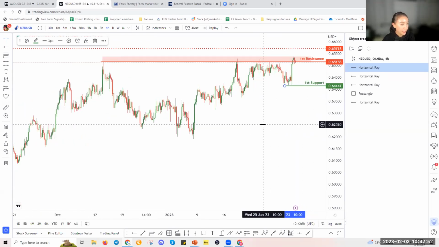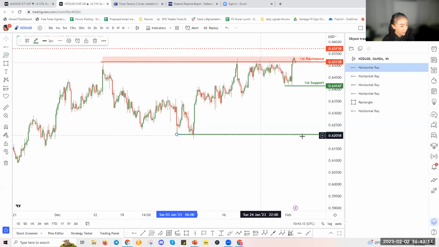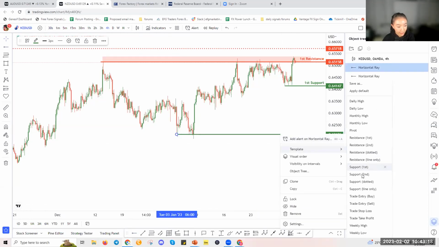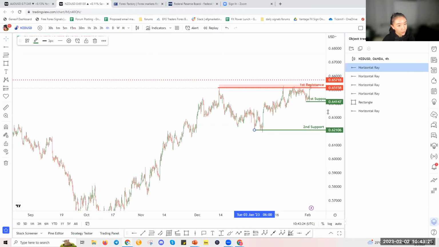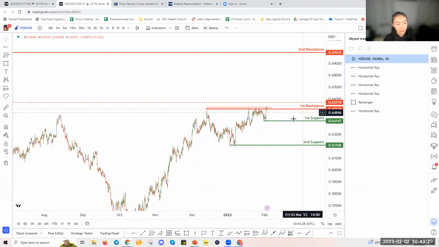Now let's expand the second support line. So the second support line, I will most likely find it somewhere at this, not really. Okay, maybe like this price. So maybe our second support line is here. As you can see, our first support and resistance line is usually very near to the current price, and the second support and resistance line seems to have a certain distance away from the current price.